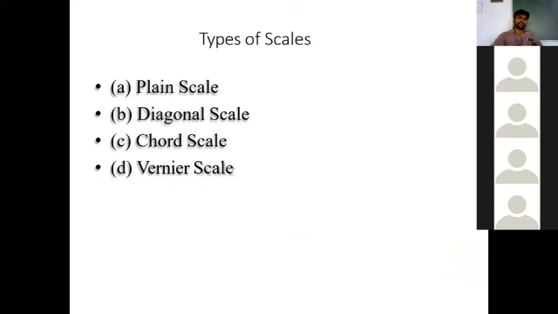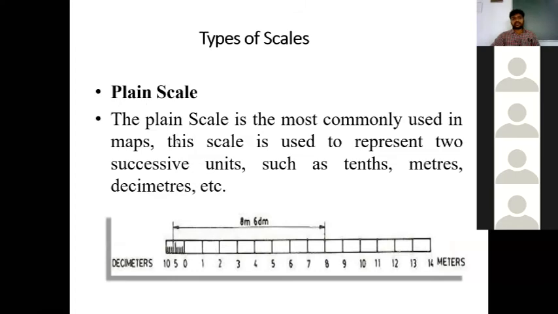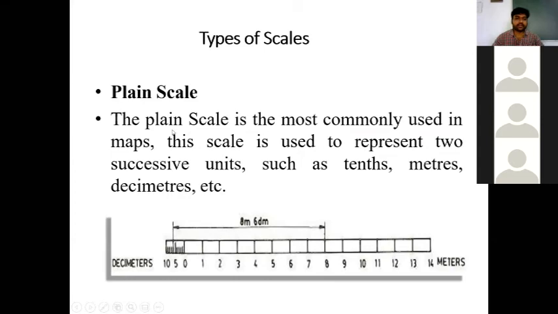Next, types of scales. You have the plane scale, diagonal scale, chord scale, and vernier scale. The plane scale is the most commonly used in our day-to-day life. Here we have the centimeter and decimeter. You know what a decimeter is? 10 centimeter is equal to 1 decimeter. So in the plane scale, we use units such as tenths, meters, decimeters, etc.